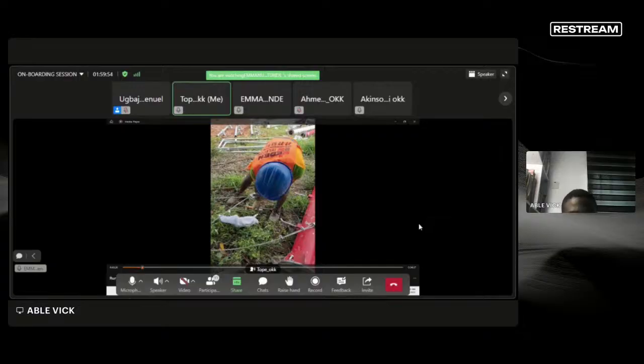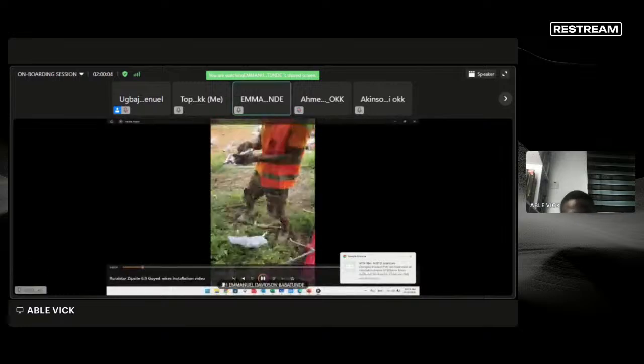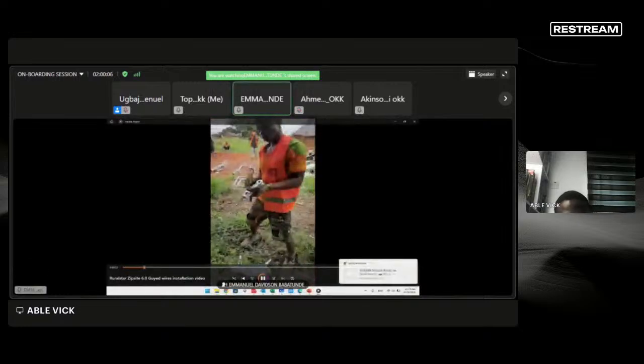We have the upper connector that connects the tower directly, then the bottom connector that connects the iron rod coming from the base plate. So this is the upper connector that is going to the tower.